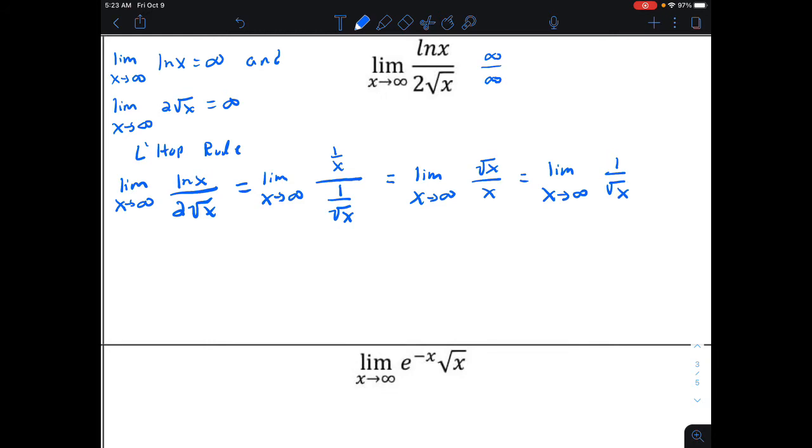Now we look at that and we see it's a power function. In end behavior model, the denominator is growing faster. Bottom heavy is going to equal 0.